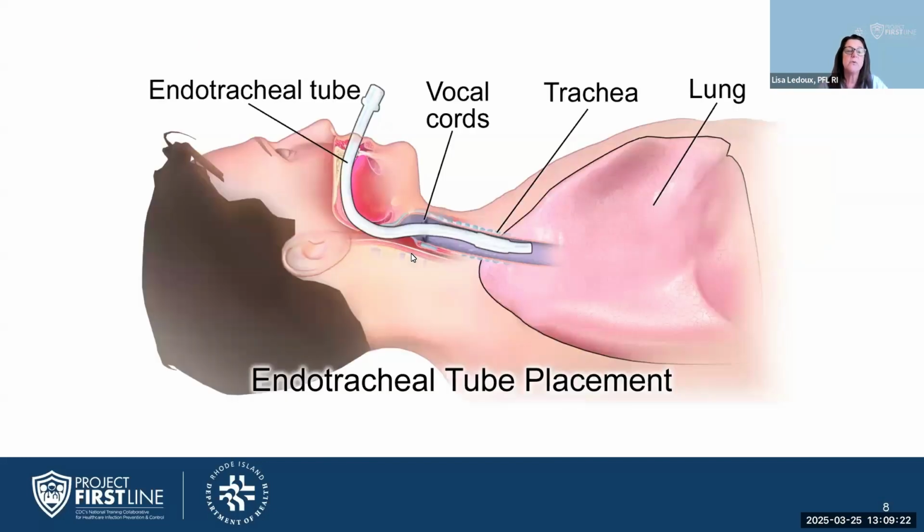But before we go over the types of pneumonia, I wanted you to see this image. This is an image of an endotracheal tube placement. And this view shows what it looks like to have a breathing tube inserted through the vocal cords and trachea and down into the lungs. There's a balloon at the end of this endotracheal tube that's inflated. And this is designed to prevent saliva, stomach content, or other body fluids from entering the lungs.